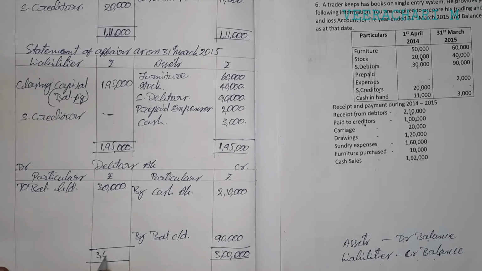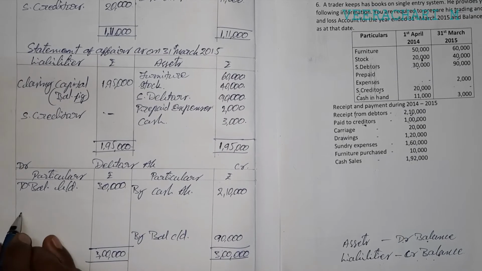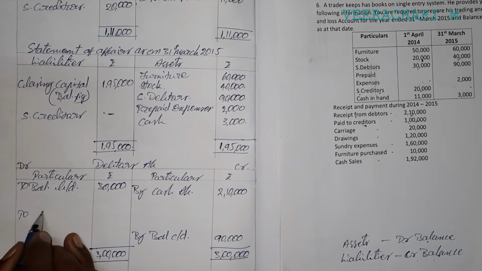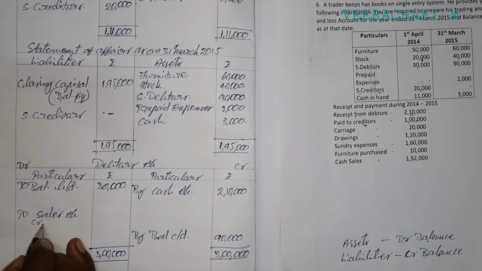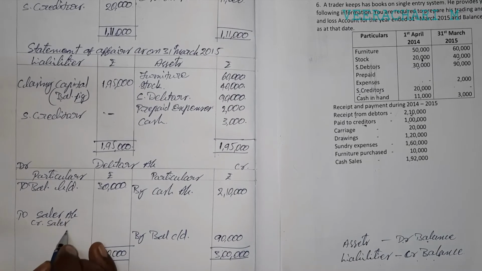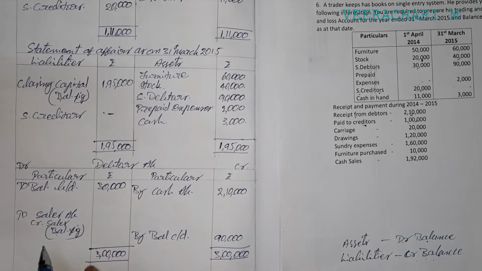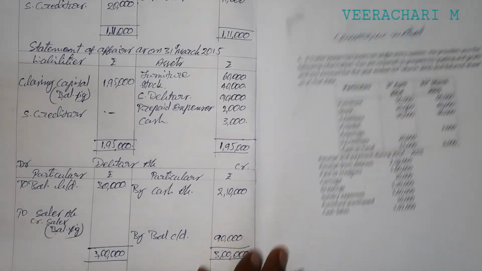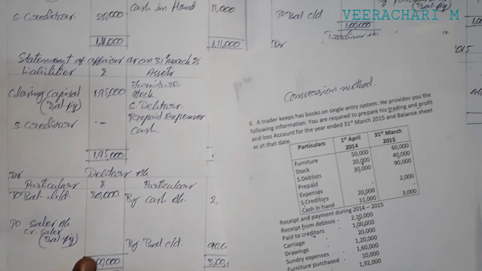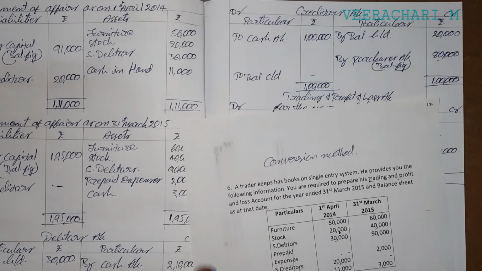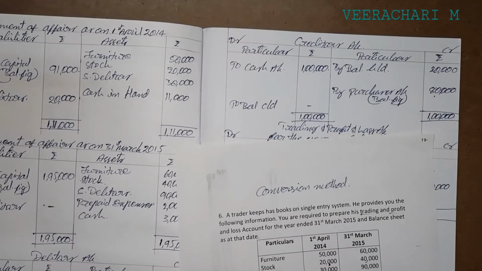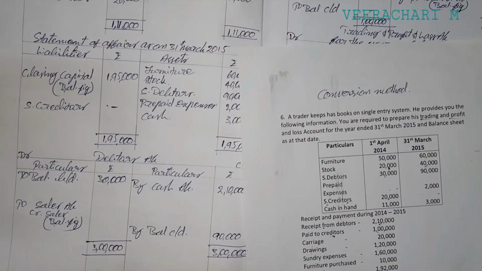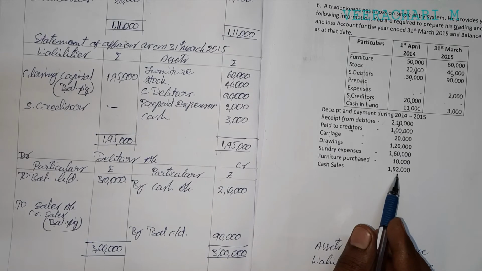Okay, 3 lakhs, and the difference is called as to sales account. That too it is credit sales. It is a balancing figure amount. Debtors account shows credit sales only. Creditors account shows credit purchases. In this question there is no cash purchases, so total purchases is called credit purchases only. But in this, cash sales also is given, 1,92,000.